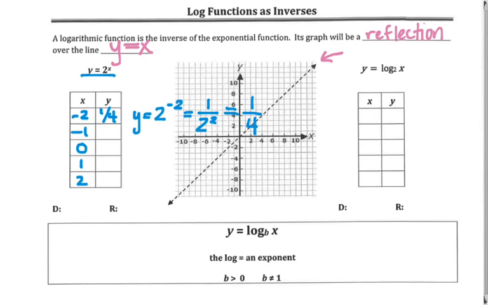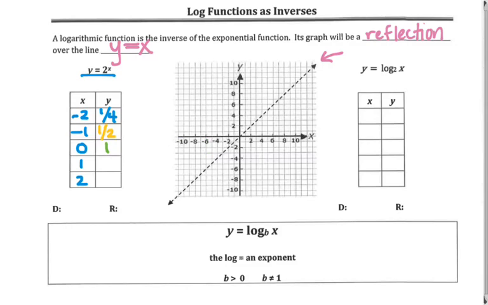Now let's try at negative 1. This is y equals 2 raised to the negative first power. That's equal to 1 over 2 to the first power, which is equal to 1/2. The third one, 0, I'm going to erase this to make some more space. If I evaluate the function at 0, y equals 2 raised to the 0 power. This one people miss a lot. They say that it's equal to 0, but anything raised to the 0th power is always going to be 1.